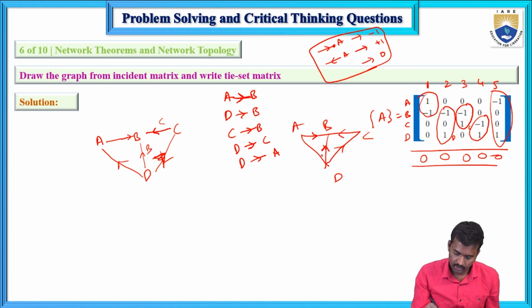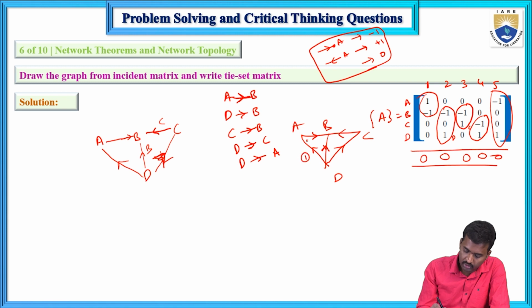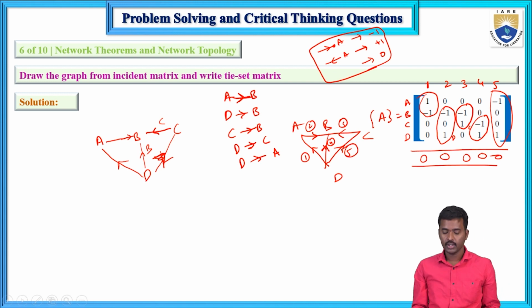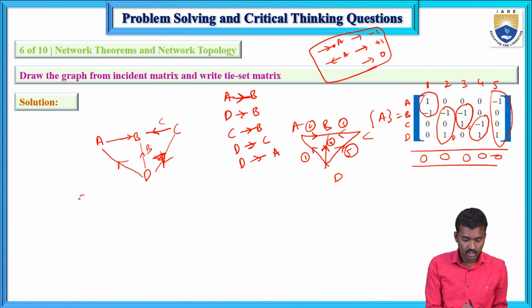D to C and D to A. Now branches 1, 2, 3, 4 and 5. Now here this is the graph. From this graph you can easily determine the tie set matrix. How will you write the tie set matrix? The tie set matrix is represented with capital B.